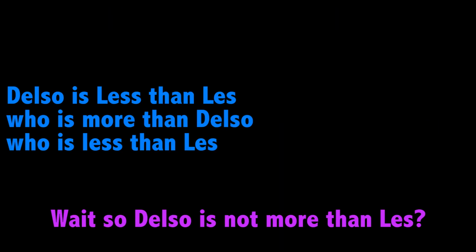Wait, who is more? Less is more. I thought Les was less. No, Delso is less. Wait, so Delso isn't less? Yes, because less is less. I thought less was more. Les is less. Then who's more? Les is more. Les is less than Delso? No, Delso is less than Les. Wait, so Delso is not more than Delso is less than less, who is more than Delso, who is less than less. Do you get it now? No.